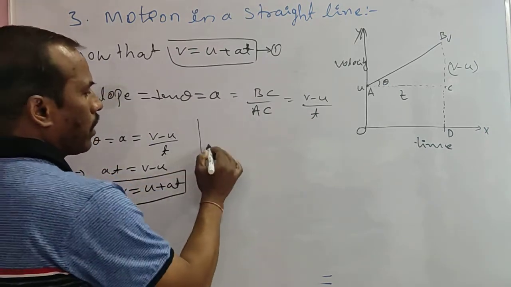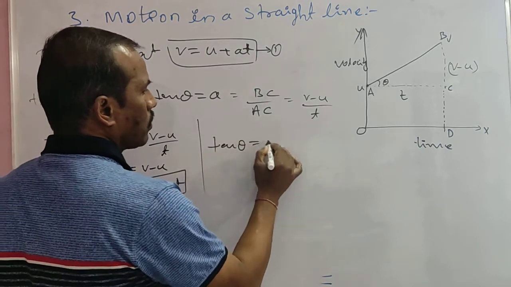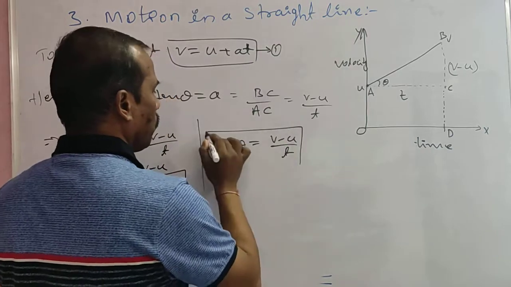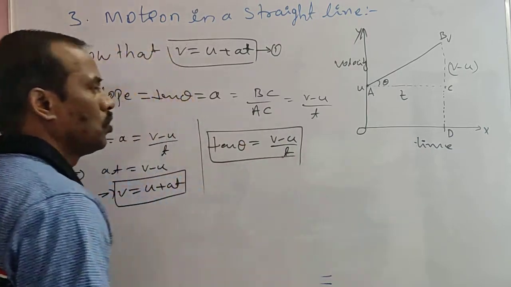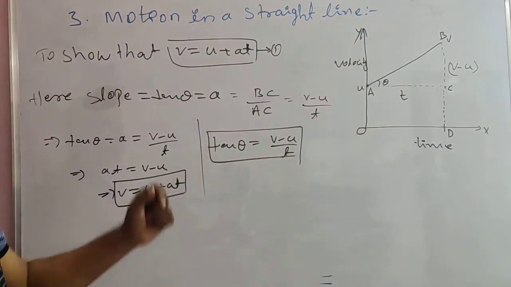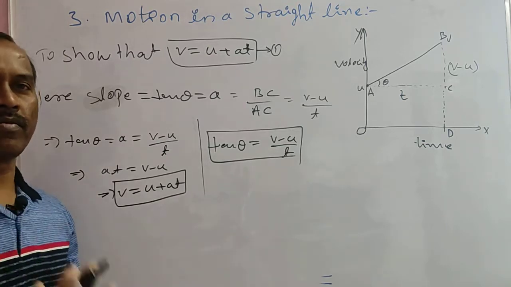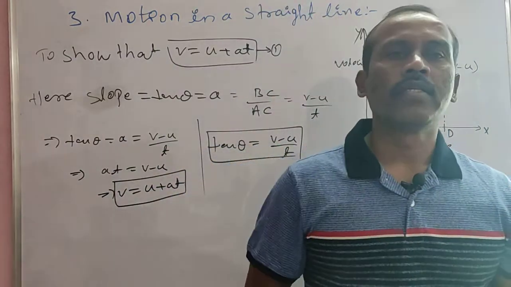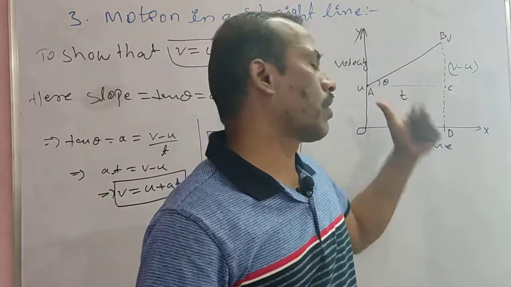Now here tan theta is equal to (V minus U) by T. Tan theta is equal to (V minus U) by T. This is the first equation of the kinematic equations of motion. Next, to show that S is equal to UT plus half AT square from the graphical method.